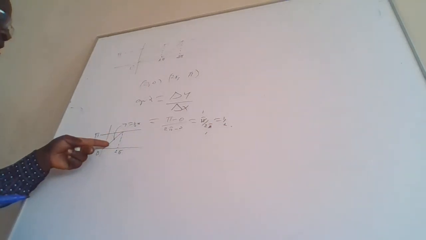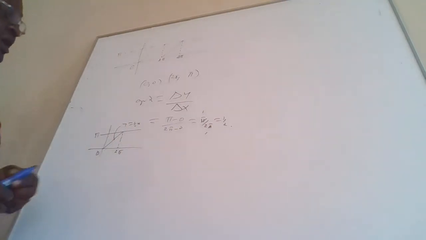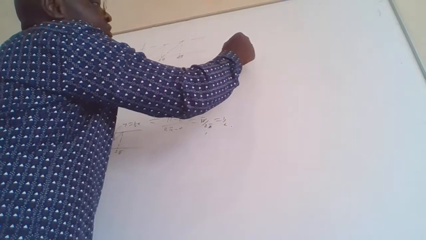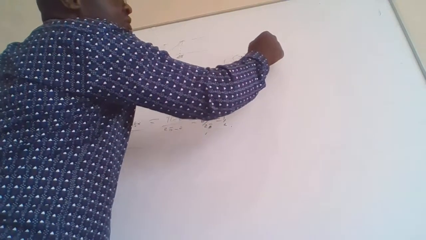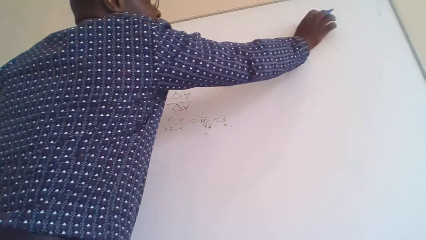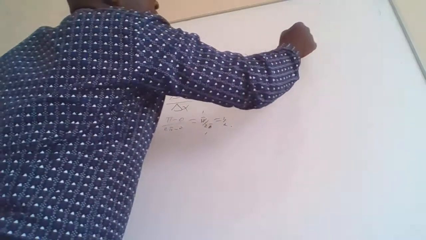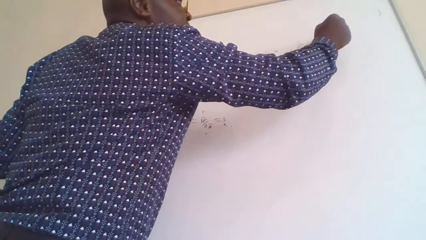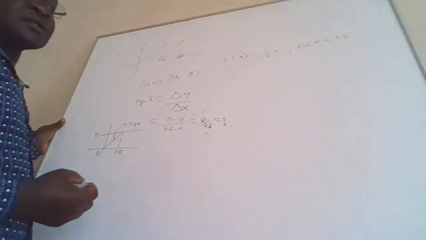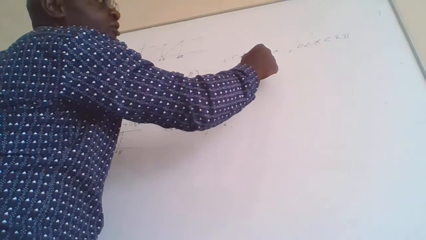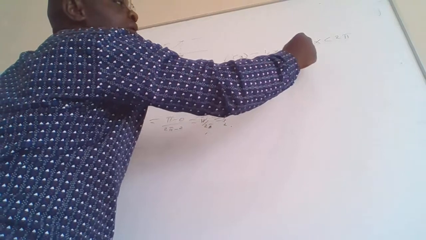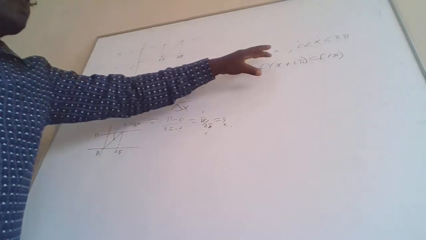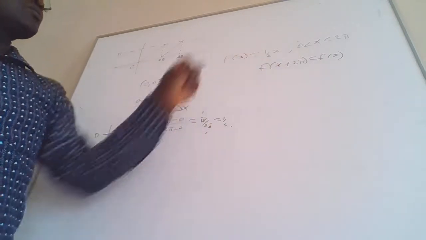So once we are able to get the gradient of this line, which is y equals a half, we can now form the equations. We are saying that f of x equals a half x in the given range, x is greater than 0 but x is less than 2 pi. And then we have f of x plus 2 pi equals f of x. So we are now going to get the Fourier series of this equation.